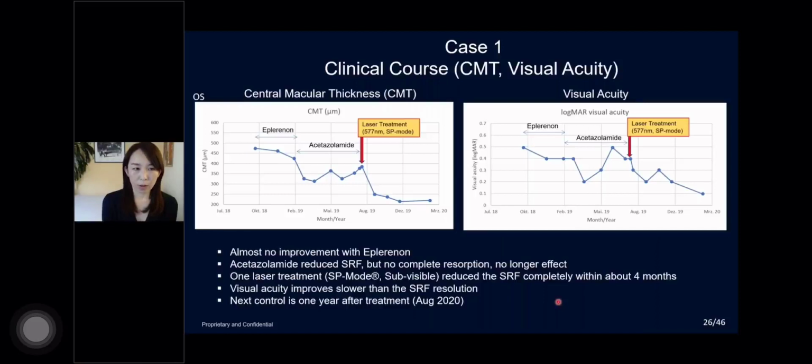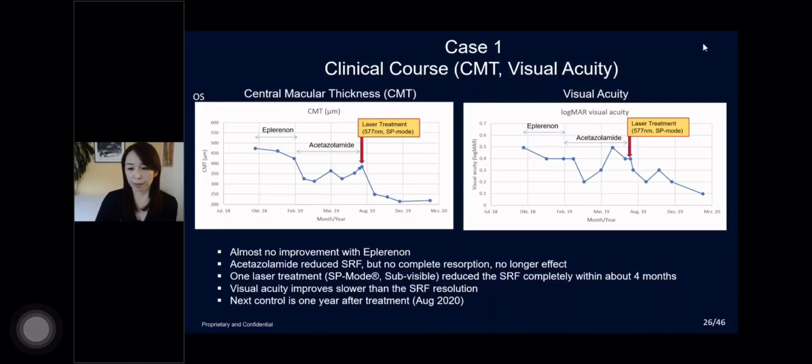So it looks good. How the laser worked, we can see with this graph. With respect to central macular thickness and visual acuity, I can show you. Here, the left one is central macular thickness, and this is time. Central macular thickness here is thicker. During the eplerenone time, as you remember, it didn't work so much. Acetazolamide helped a little bit, but not completely. After one laser treatment, it worked immediately, and after 3 months, complete resolution.